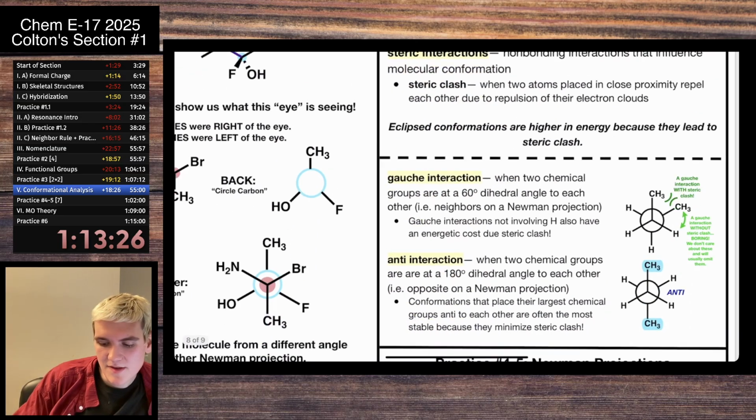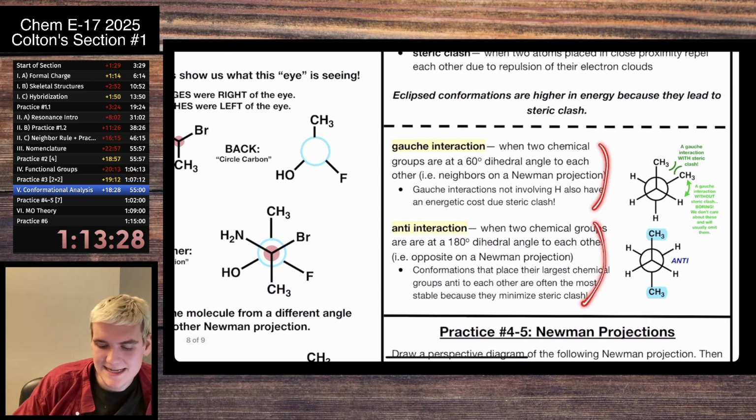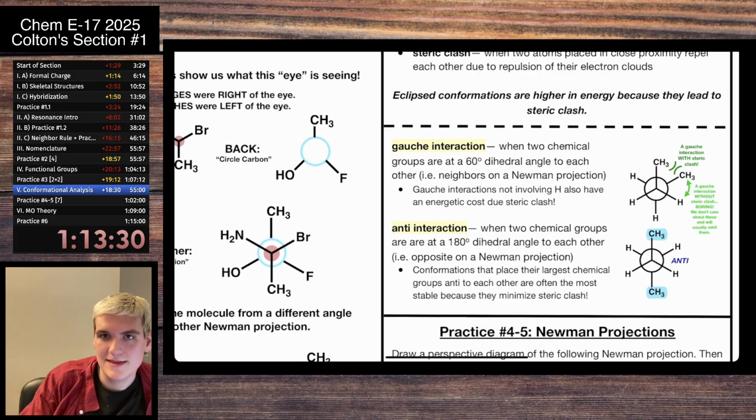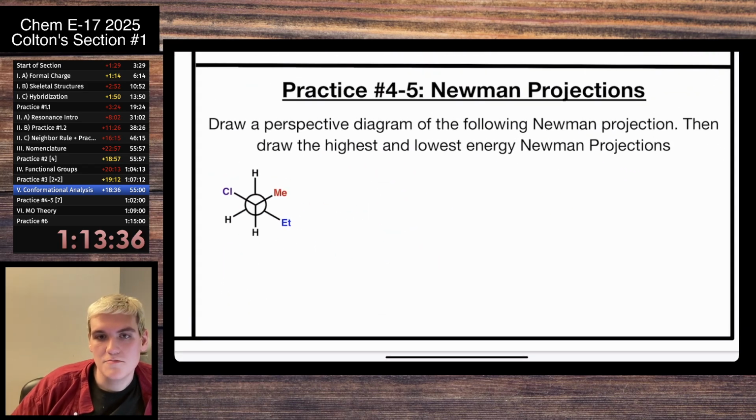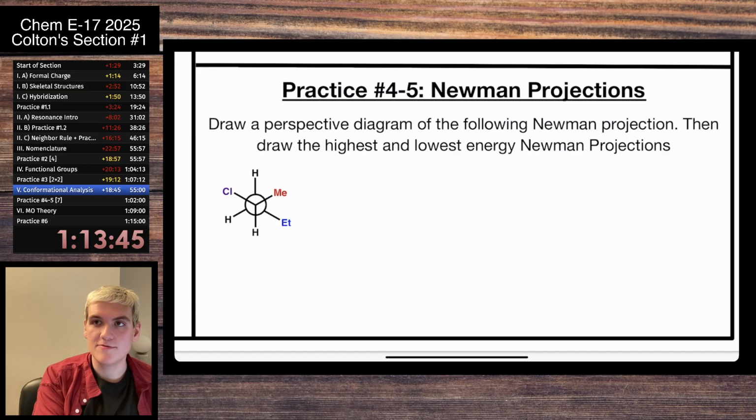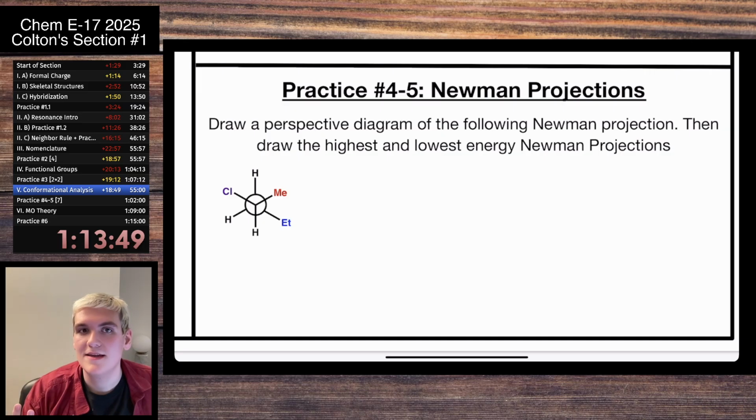So I have some more specific information here with anti and gauche, just as a review of the terms that were used in lecture. But I think it would be helpful to think about this Newman projection here. This question is essentially doing something a little bit easier than building a Newman projection, which is it gives you a Newman projection and says, okay, give us the perspective drawing. Give us the wedge and dash version of this.